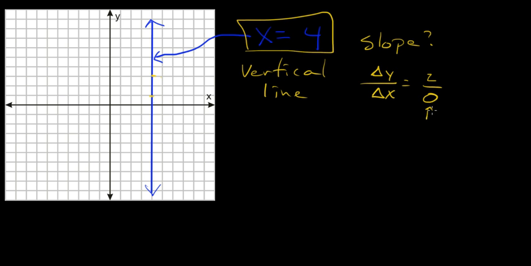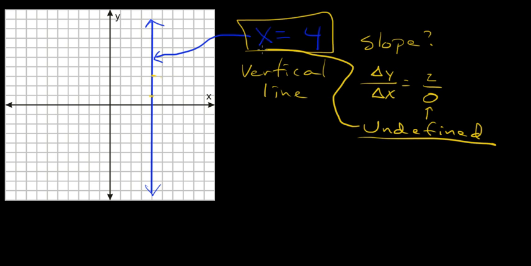And now take a look at this. Is division by 0 possible? No. Division by 0 is not possible. Therefore, we call this slope undefined. The slope of any vertical line is undefined. And don't say undefined means I can't figure it out. No. Undefined means there's no way to define the slope because division by 0 is undefined. So we can't have 0 in the bottom.